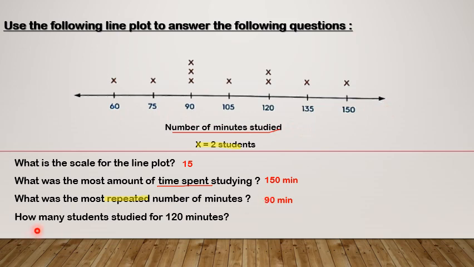Next question. How many students studied for 120 minutes? So I will look at 120 minutes. If I want to know how many students, I will count the X's because each X represents 2 students. So I have here 2, 4. So 4 students studied for 120 minutes.